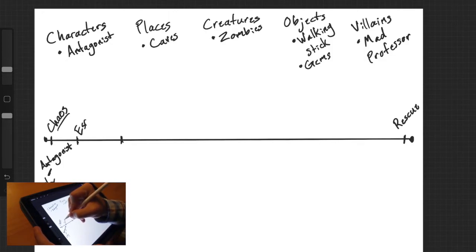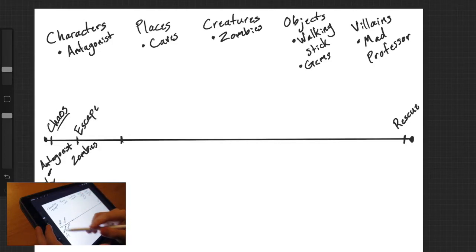So let's make the second part escape, and we'll put zombies here. And so you can already kind of get an idea in your head of what it's going to look like. So you have this city, it's probably in ruins, and he's hiding and running away from these zombies. And you can already see that's what's taking place in the beginning of the story right there.